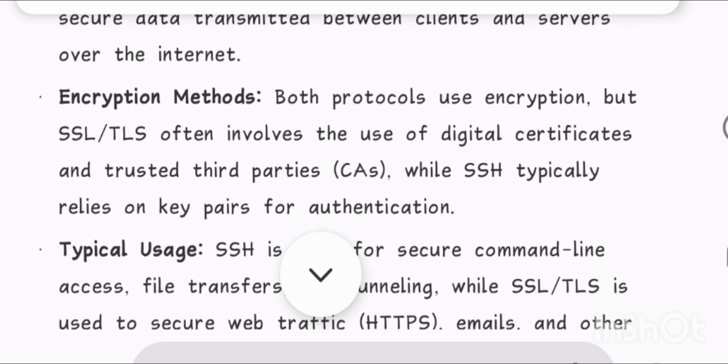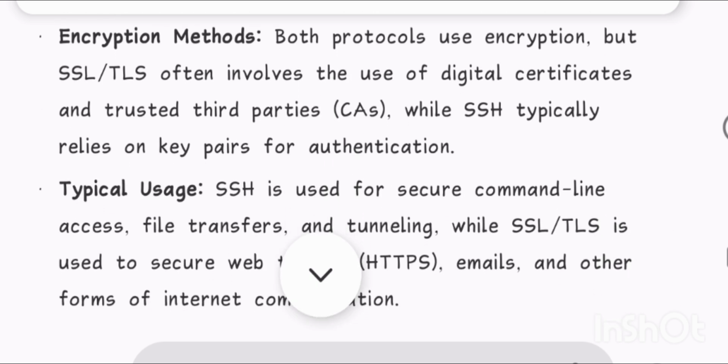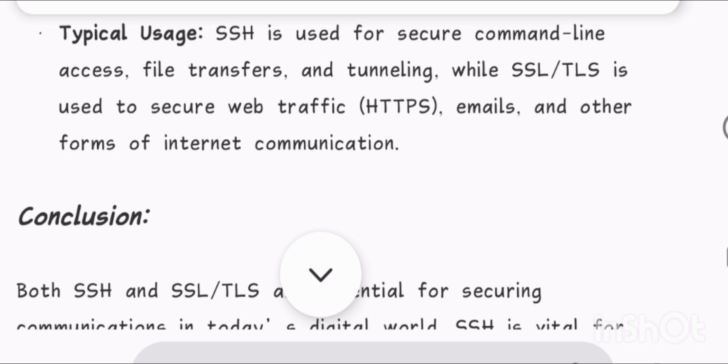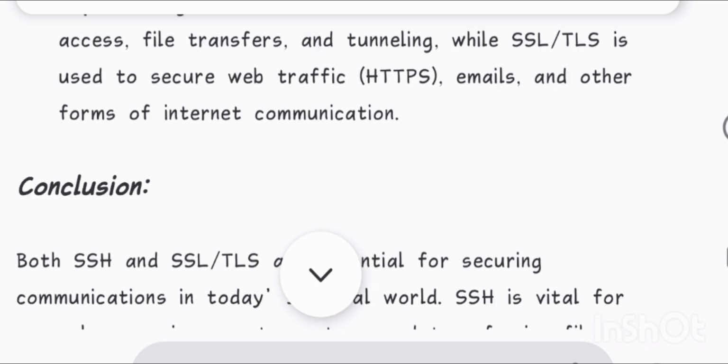Encryption methods. Both protocols use encryption, but SSL/TLS often involves the use of digital certificates and trusted third parties, CAs, while SSH typically relies on key pairs for authentication. Typical usage: SSH is used for secure command line access, file transfers, and tunneling, while SSL/TLS is used to secure web traffic, HTTPS, emails, and other forms of internet communication.